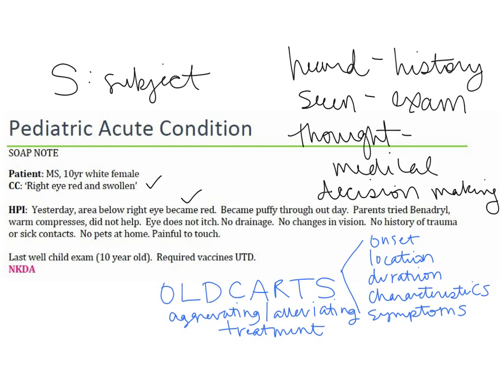So your SOAP note, again, you're going to have the chief complaint. If you can actually write it in your patient's own words, you can put quotes around it. And then your HPI is going to be your history of present illness. So again, this is where you're including everything from OLD CARTS. And I have the note here. So your onset, location, duration, characteristics, your symptoms, aggravating, alleviating, things that you've done, treatments that they've tried.